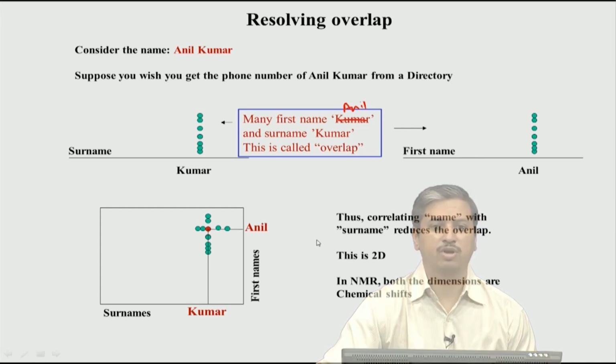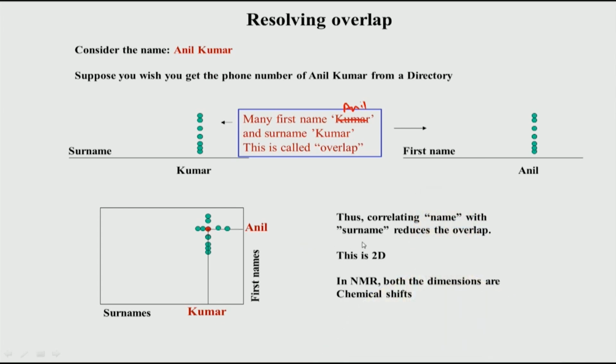So, this is basically the idea of 2D NMR, that it helps you to resolve the peaks. Let us say I connect the chemical shifts. In the earlier examples we saw, we use chemical shift in both the axes. We use carbon and proton, carbon on one axis and proton on the other.